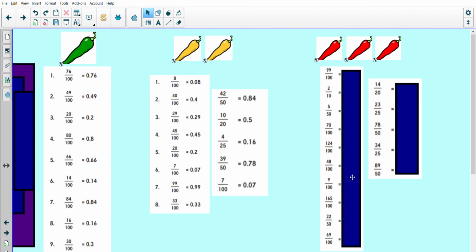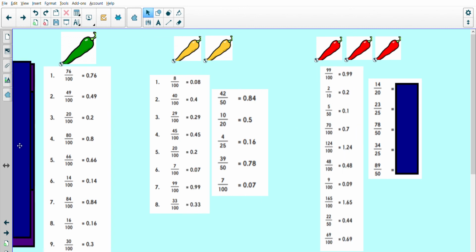And for the red chili, all mixed up. So these ones are fine, we can use them. This one I can't use because it's not in our base 10 system. So I multiply that by 2. 50 times 2 is 100, 5 times 2 is 10, 0.1.